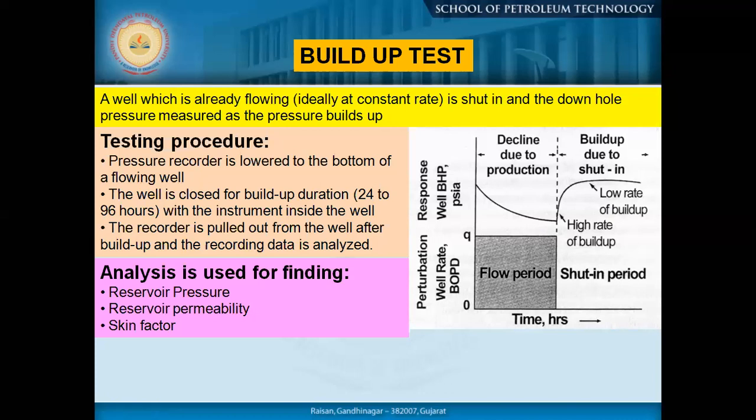So in the build up test, a flowing well is closed, and before that we lower down the instrument. I will come to that one by one. What is the testing procedure? The pressure recorder is lowered to the bottom of the flowing well. The well is closed for the build up duration. The time duration for build up may vary, because depending on that you will get your information. We discussed the instrument inside the well: it is an electronic memory gauge which records both pressure and temperature.